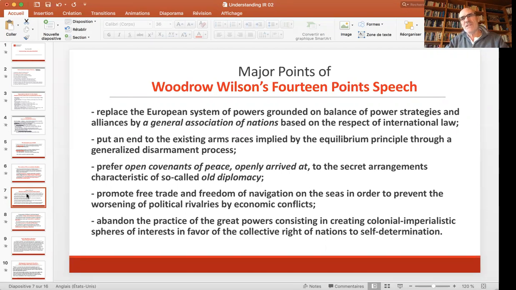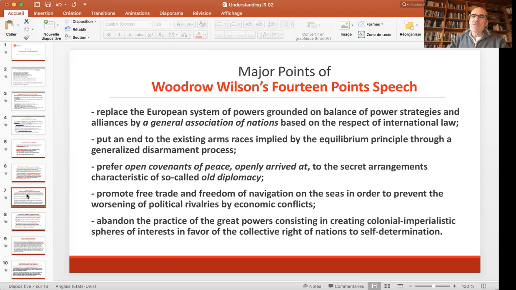First of all, Woodrow Wilson wanted to put an end to the system of powers, to the power political strategy that had characterized European international politics during the 20 years before World War I. So he wanted to replace the traditional balance of power strategy by, I quote, a general association of nations, which was based on international law and no more on alliances.